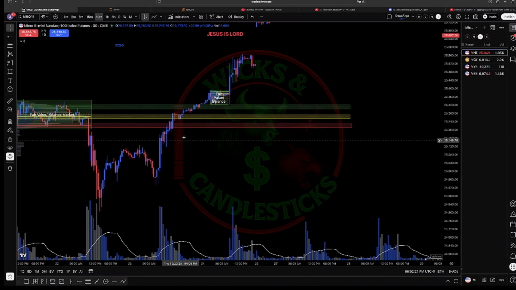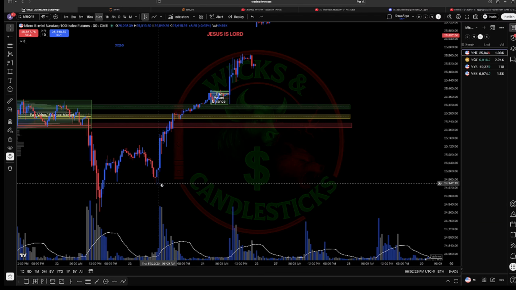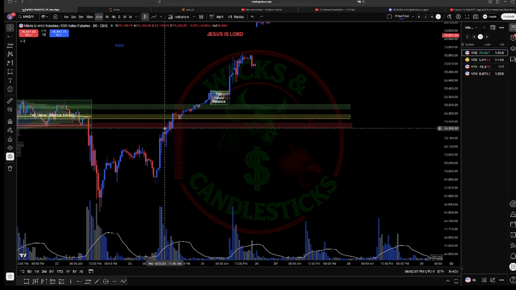What you would call this is value migration. You have a balanced market here, then it went to imbalance, then you have a small balance, a compression zone here, and then it went up and then it came again. That is what you call value migration.